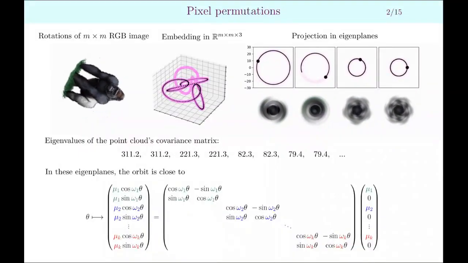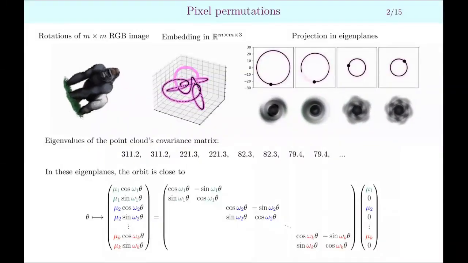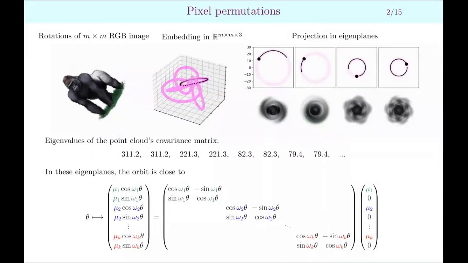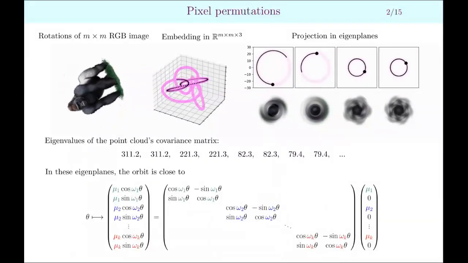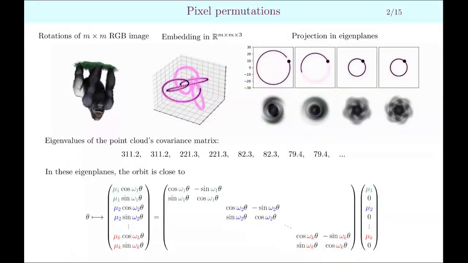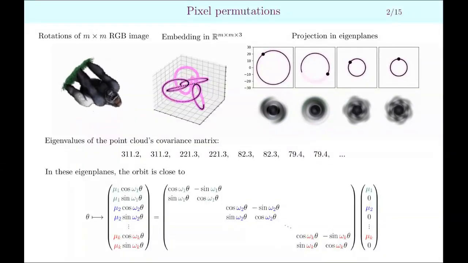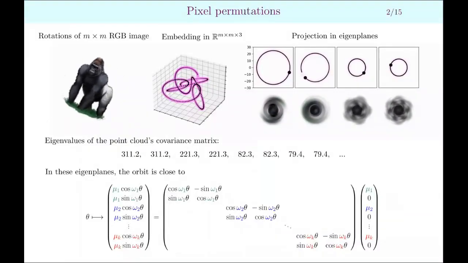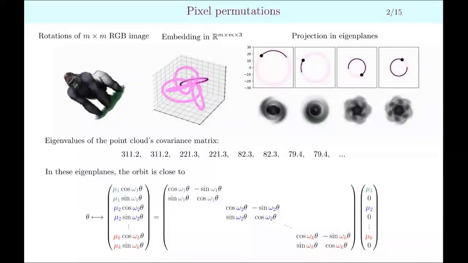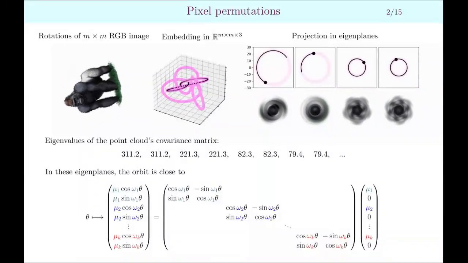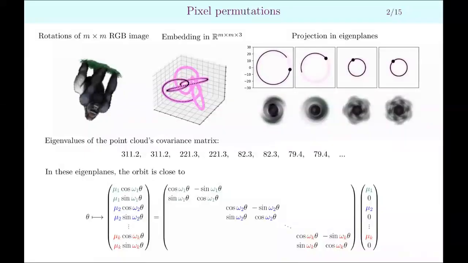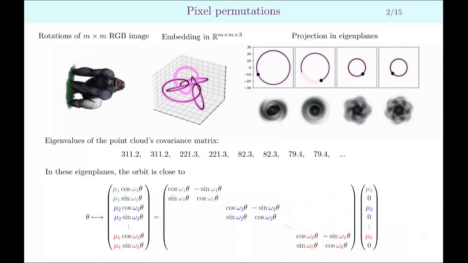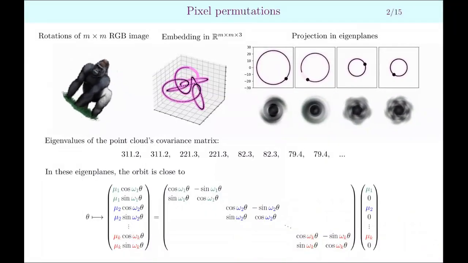So here I simply take this point cloud in very high dimension and project it into the first 4 eigenplanes that I found. And what you can see is that this orbit follows a nice circle in each of these eigenplanes, with a certain radius that depends on the intensity of the pixels, but also a certain frequency. So here you have frequency 2, here 1, and here I take the point back to the actual 2D image, and we obtain a symmetric image.